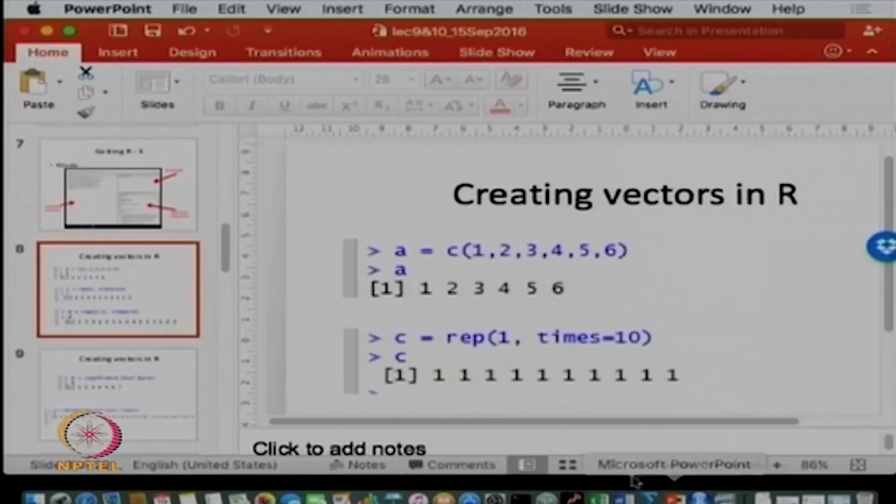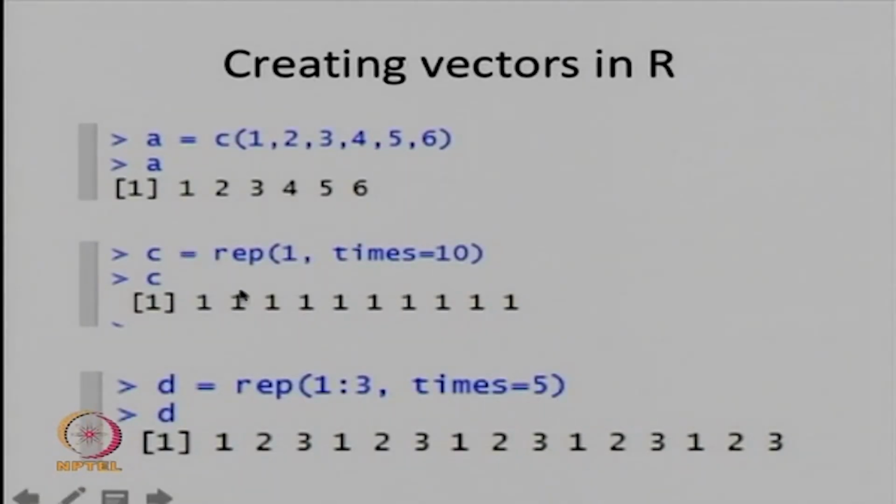Okay. So if I go back to this PowerPoint, you can even create the same number repeated whatever number of times. So the syntax is very understandable. You write repeat, whatever the number is, 1 or A or B, and times, how many times you want to repeat, and you see you create a vector of the same number which is 10 times. You can repeat a sequence. So let us say you have 1 2 3, and so 1 colon 3 would mean 1 2 3, and this has to be repeated 5 times, and you can accordingly get this particular vector.